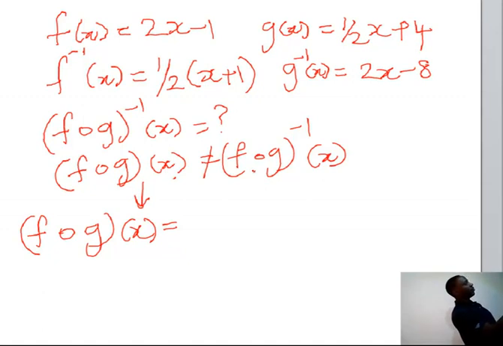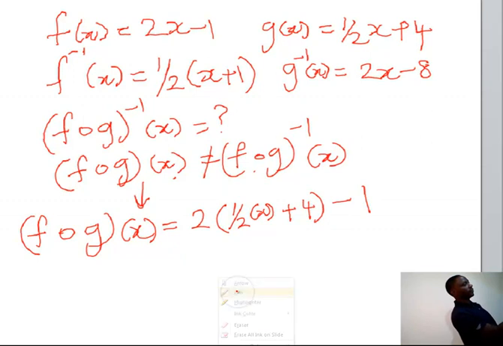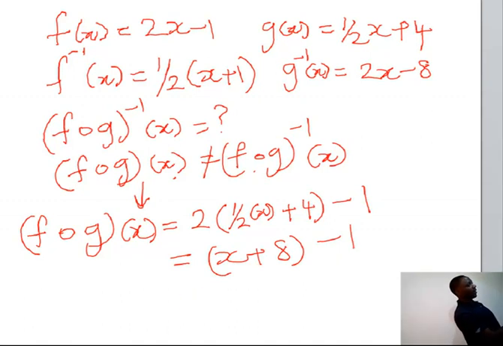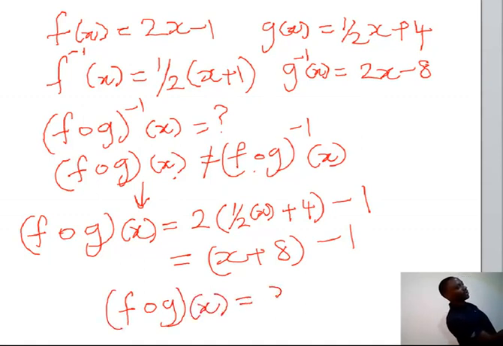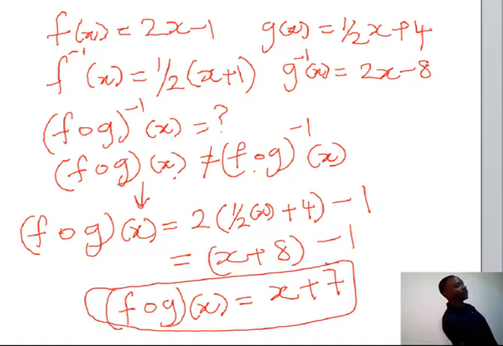So f compose g of x is going to be g into 1 over 2x plus 4 minus 1. So we are going to have x plus 8 minus 1. So our f compose g of x is going to be what? x plus 7. So it is this function that we are going to invert.